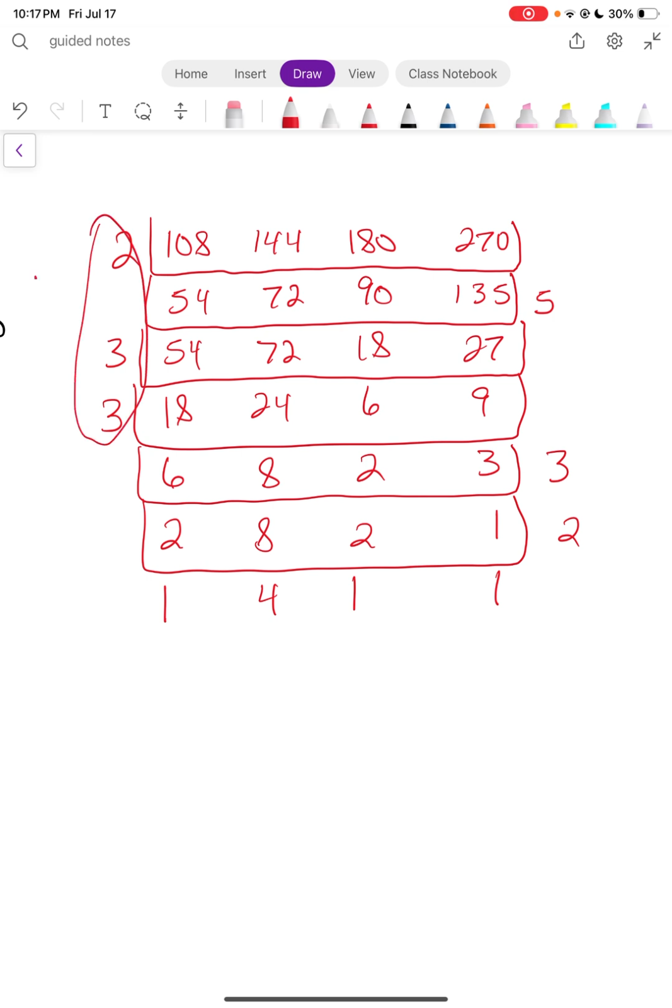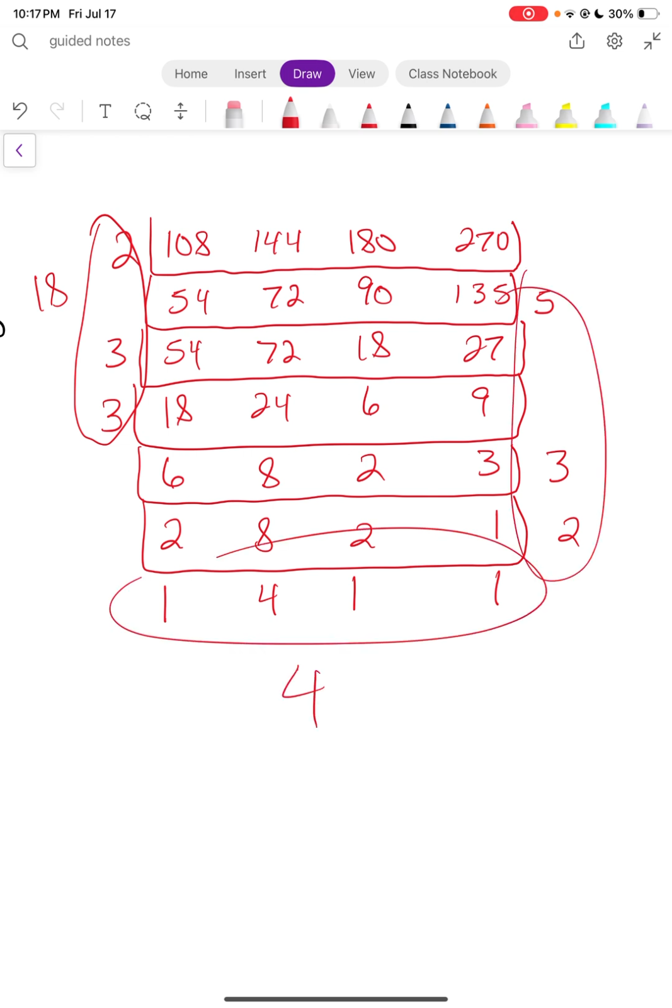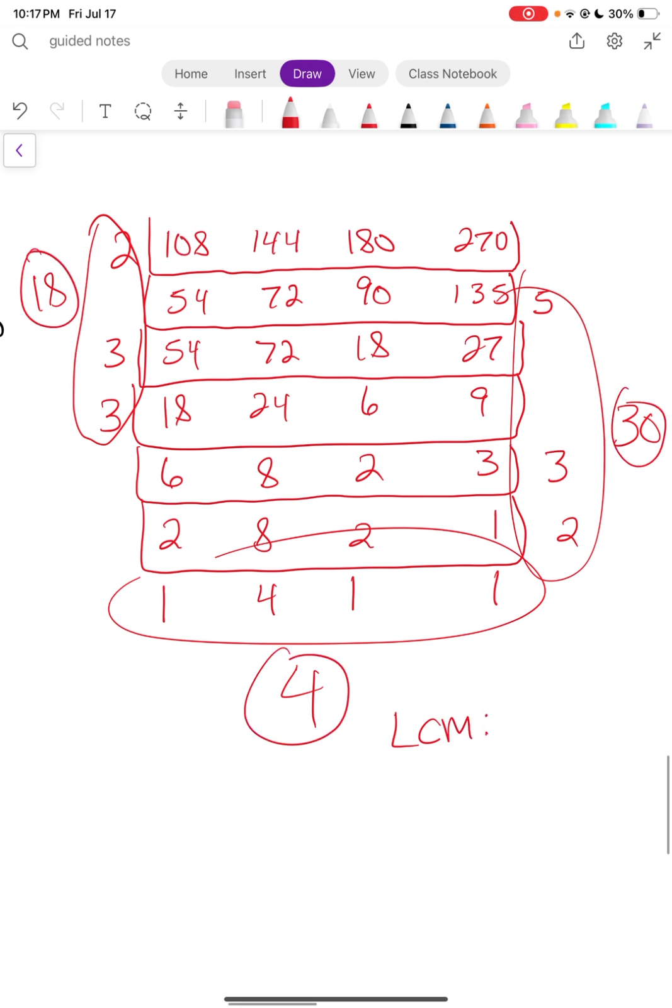Your GCF is 18. That's the largest number that'll divide into them. The number down here is 4. The number over here is 30. So therefore, you're going to multiply 18 times 4 times 30, and that gives you an LCM of 2,160.